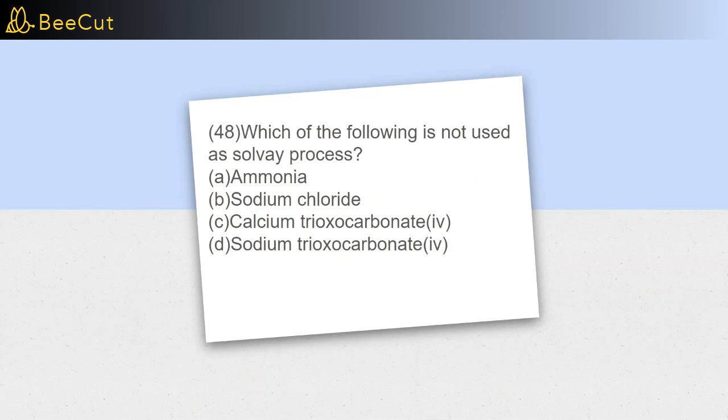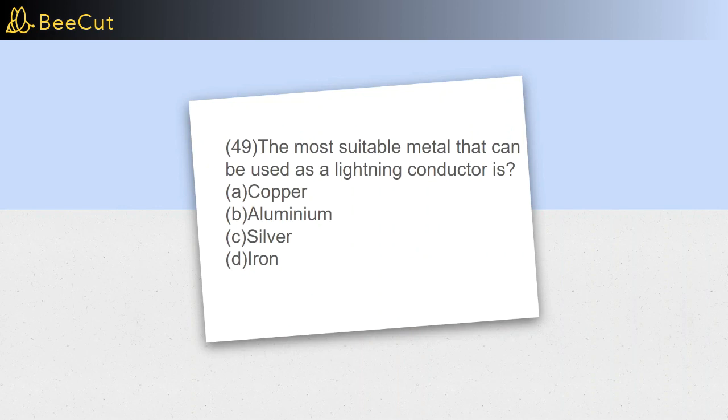Which of the following is not used in the Solvay process? A, ammonia, B, sodium chloride, C, calcium trioxocarbonate IV, D, sodium trioxocarbonate IV. Sodium trioxocarbonate IV is not used during the Solvay process, D. The most suitable metal that can be used as a lightning conductor is A, copper, B, aluminium, C, silver, D, iron. Aluminium is the best option, which is B.